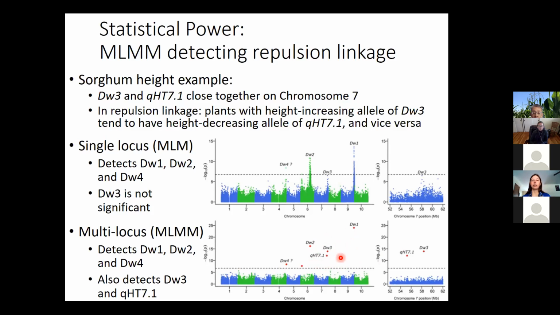As this model iterated through, as soon as some of these other SNPs, particularly DW3, were included as covariates, we could see QHT 7.1 as well. So now, instead of detecting neither DW3 nor QHT 7.1, we can detect both.